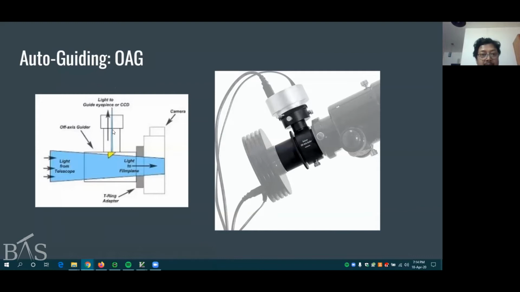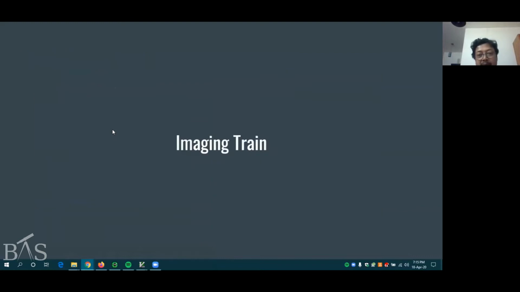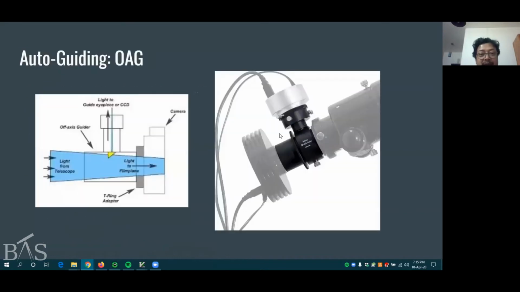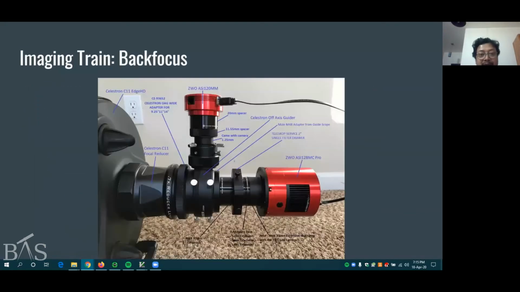Okay, so that brings me to something called the imaging train. This is the fanciest phrase or jargon I've heard in the entire astrophotography. Of all the jargon that you will hear, the imaging train is the most interesting one. It typically means the sequence in which you connect your different equipment.